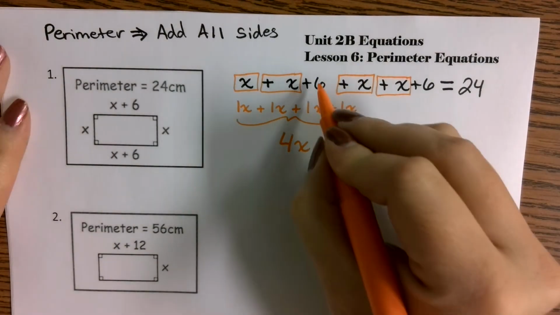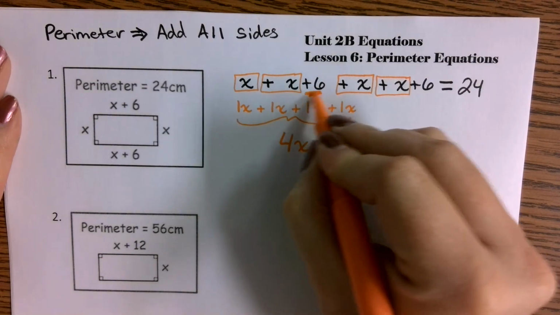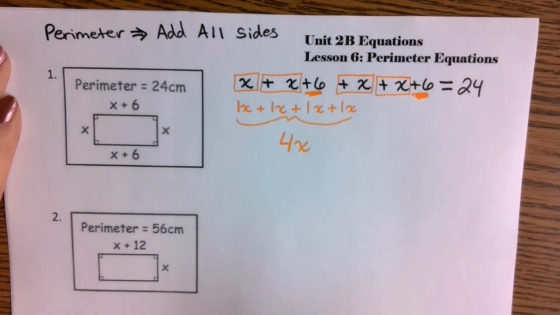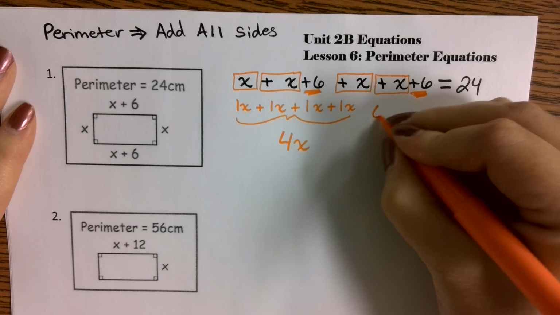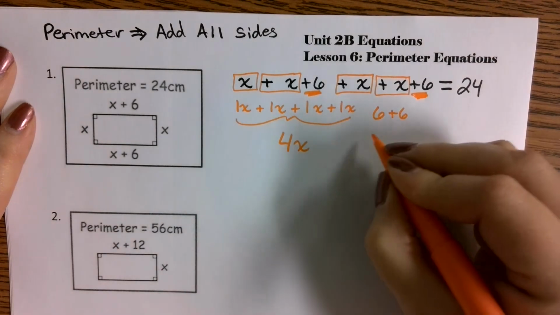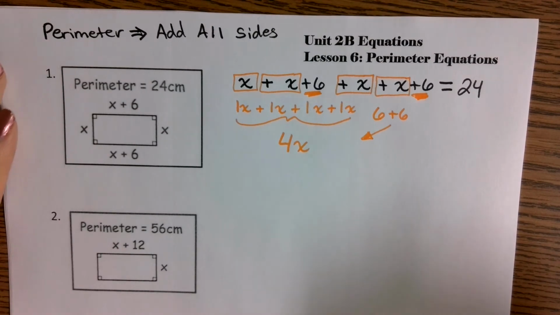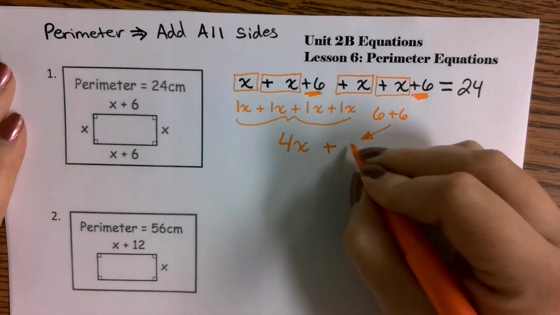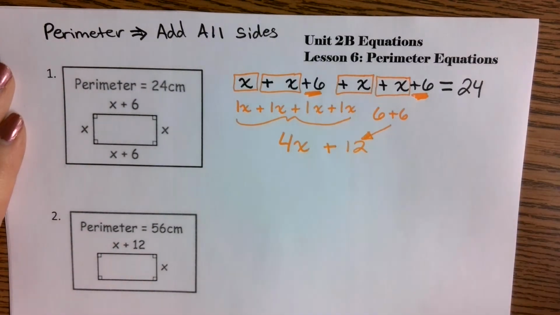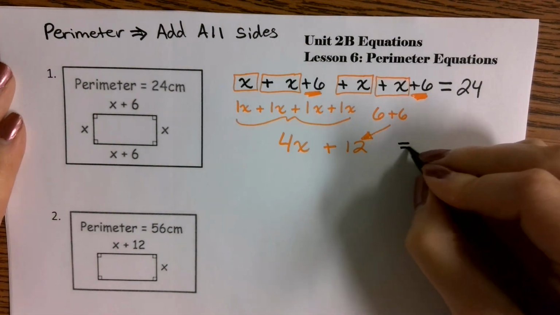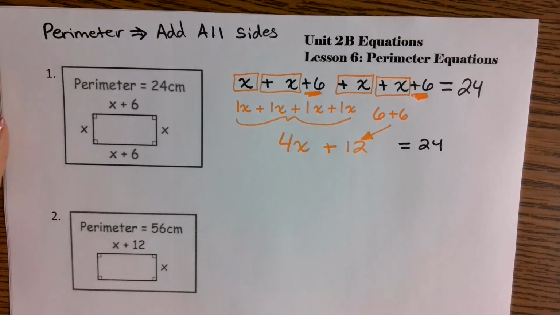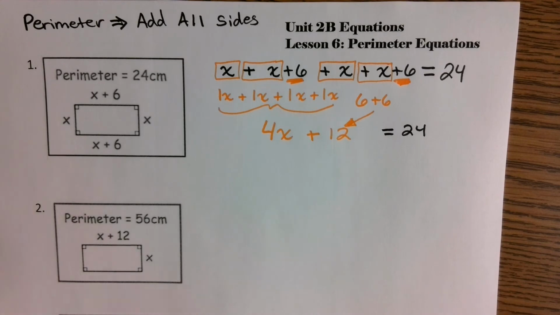Then we also have a plus 6 and a plus 6. So we have a positive 6 plus 6. What's 6 plus 6 going to give us? 12. Positive 12. So we should put plus 12. And the whole thing is still set equal to 24. We now have it down to where it's a two-step equation that we can go ahead and solve.